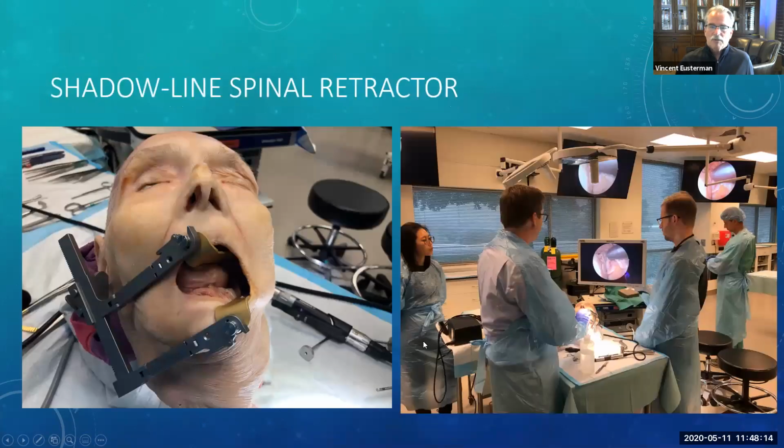I'll show you something that we've used. It's this shadow line retractor. It's a cervical retractor for neurosurgery, and we had a cadaveric lab where we actually developed this, and we're trying to get better at this. But Dr.